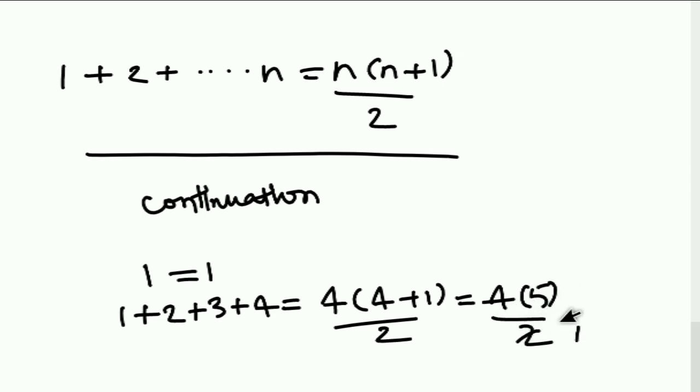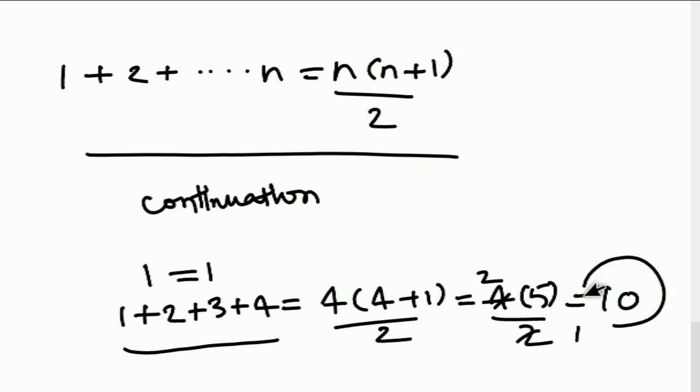So we get 4 into 4 plus 1, which is 5, divided by 2. 2 ones are 2, and what is left over? 2 into 5 is 10. So the summation of these 4 natural numbers is 10. So this formula is true for one number, and it is also true for these 4 numbers, and it will be true for all n natural numbers.